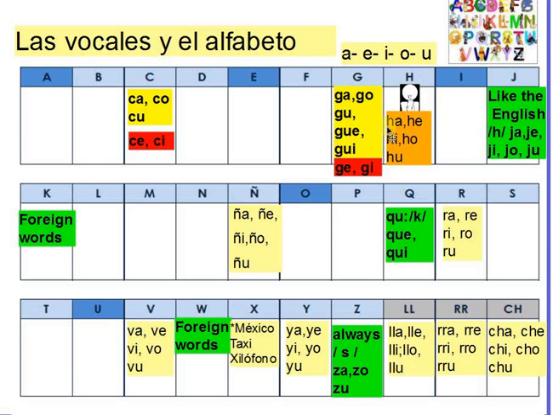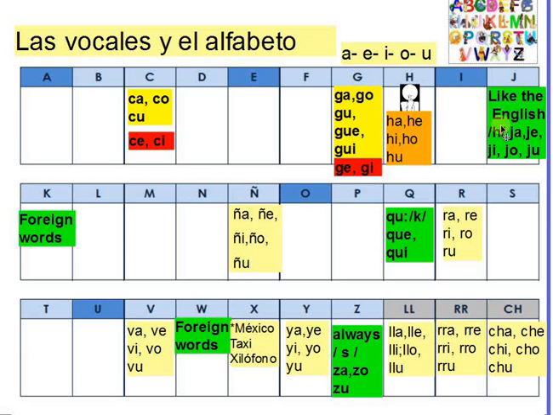The letter H in Spanish is silent. You will never pronounce this letter. Every time you see it, you ignore it. It's just like saying knife. You don't say k-nife. That K in English is silent. Same thing we have in Spanish. So you go a, e, i, o, u. Okay? Then you have the I sound.